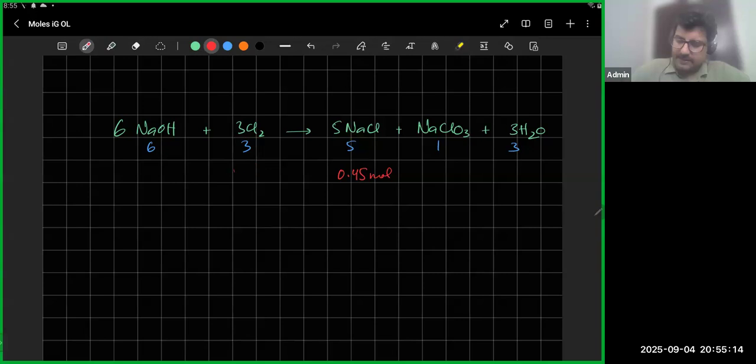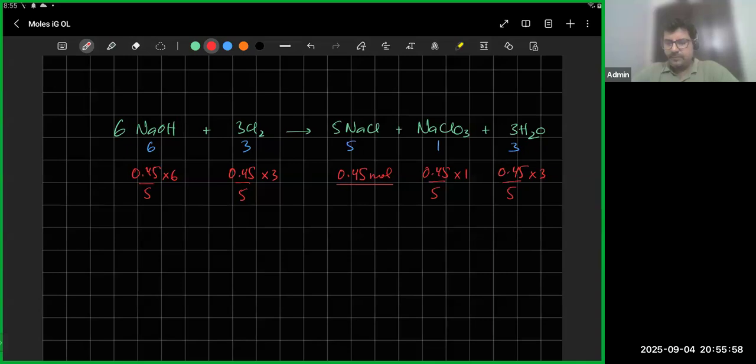So this one would be 0.45 divided by 3 times 3. Sorry, 0.45 divided by its own ratio, which is 5, times 3. If I want to figure out this one, 0.45 divided by 5 times 6. ठीक है, तो 0.45 divided by 5 times 6. If I want to find out what this is, I'm going to take 0.45 divided by 5 times 1. So divide by 5 times 1, and the next one would be 0.45 divided by 5 times 3. ठीक है, तो this is what you're going to get.